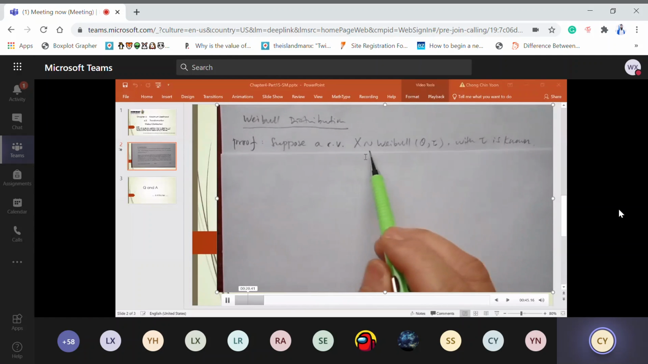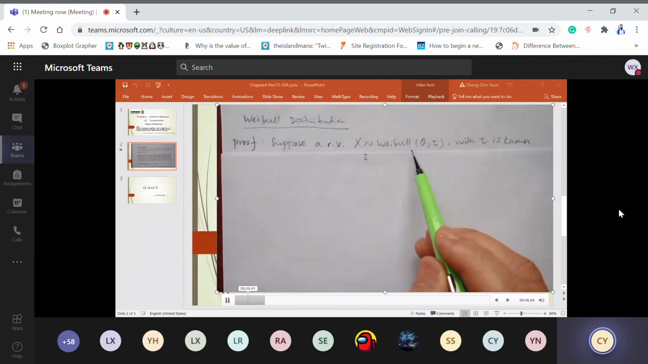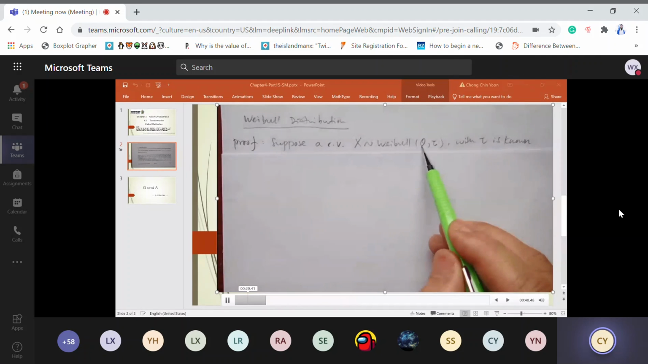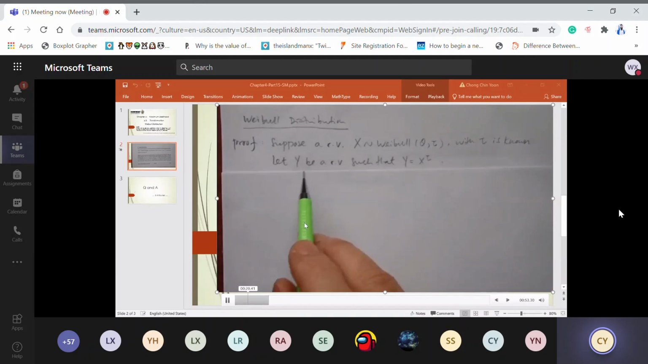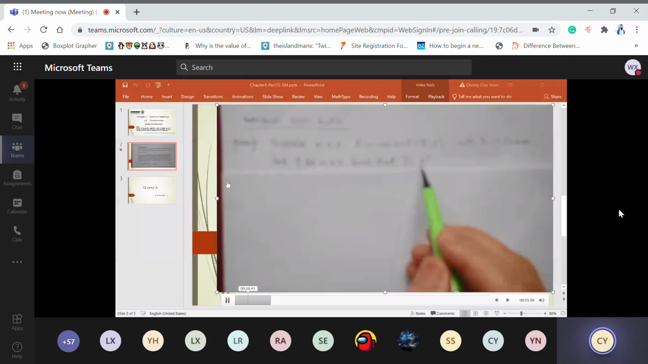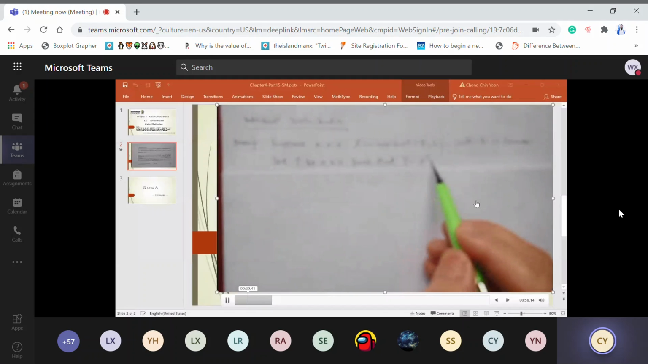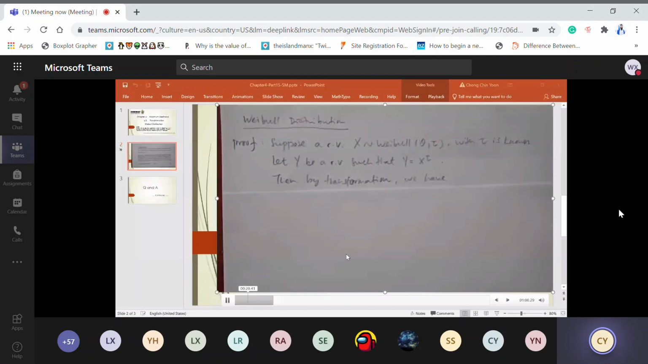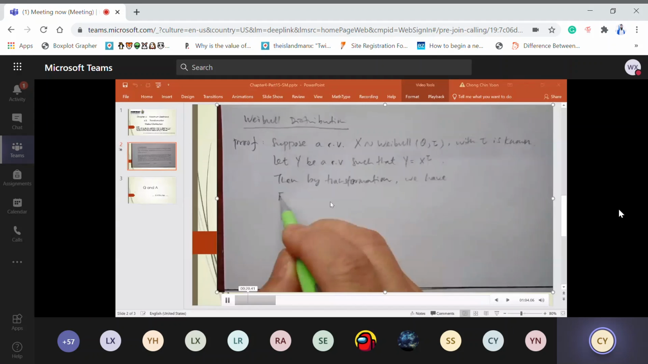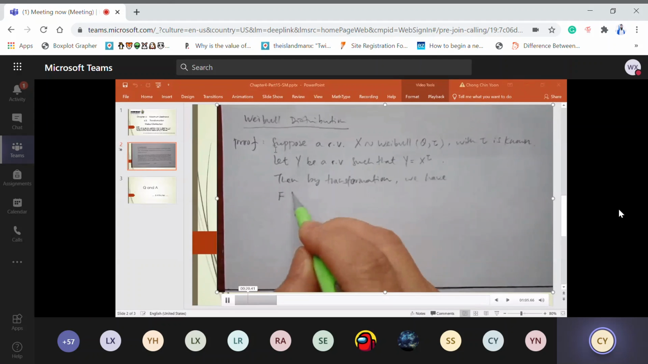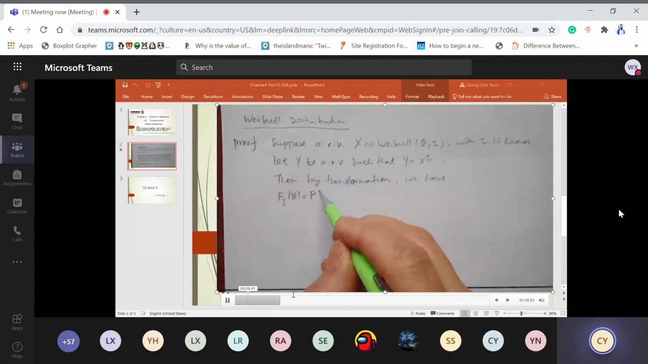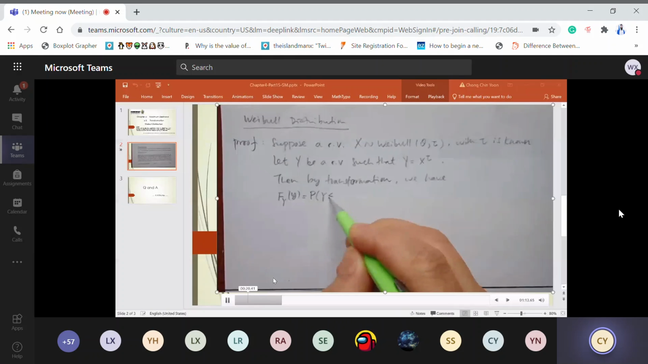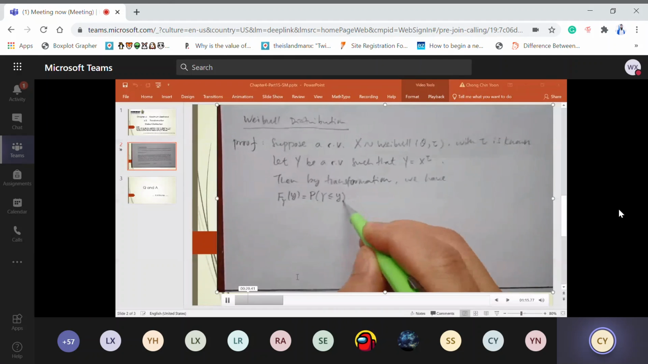Suppose a random variable x is Weibull distributed with the parameters theta and tau, with tau known. Let y be a random variable such that y is equal to the random variable x to the power of tau. Then by transformation we have the following. That is the CDF at this y value based on random variable y, which is equal to the probability when y is less than or equal to this y value.